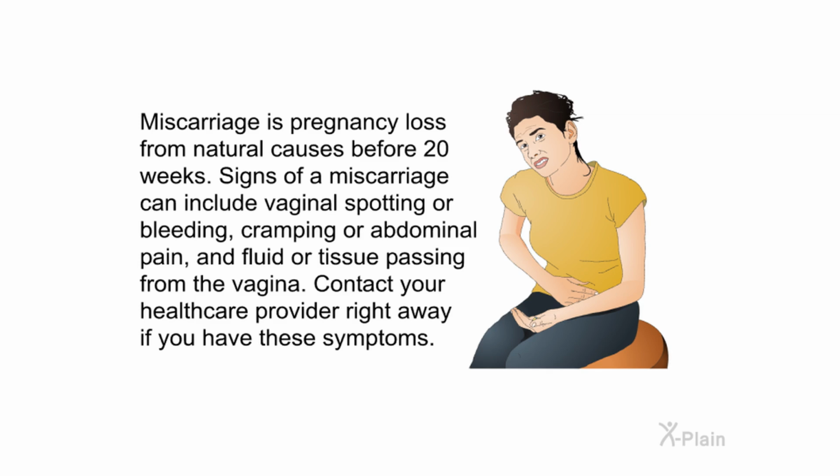Miscarriage is pregnancy loss from natural causes before 20 weeks. Signs of a miscarriage can include vaginal spotting or bleeding, cramping or abdominal pain, and fluid or tissue passing from the vagina. Contact your healthcare provider right away if you have these symptoms.